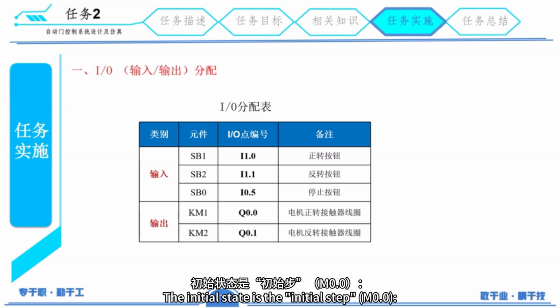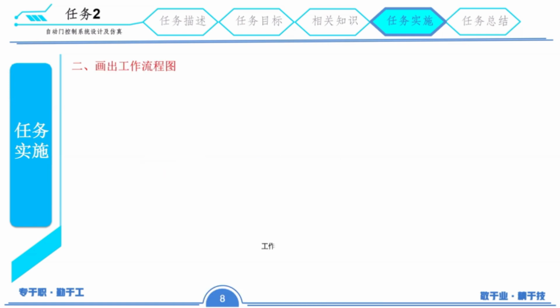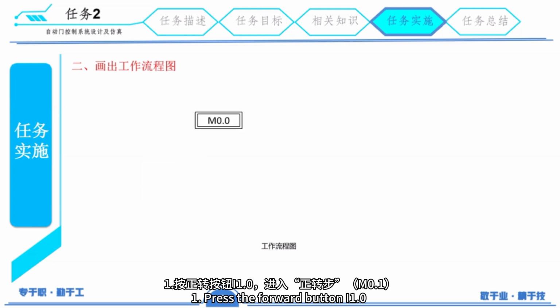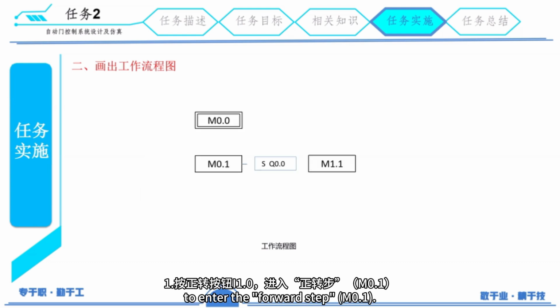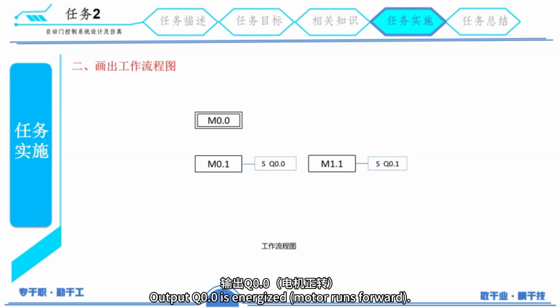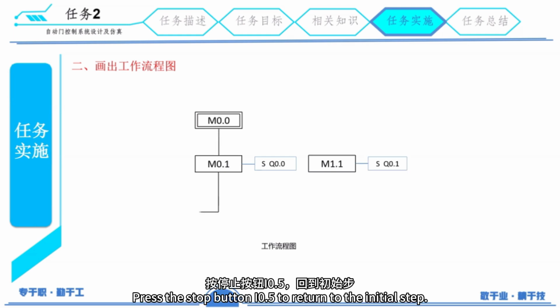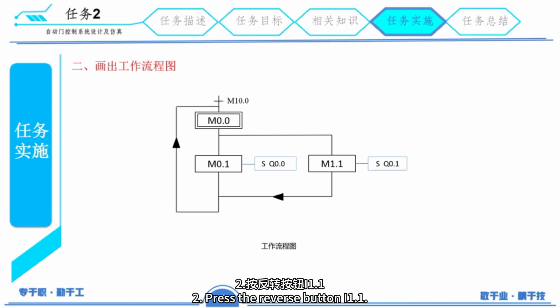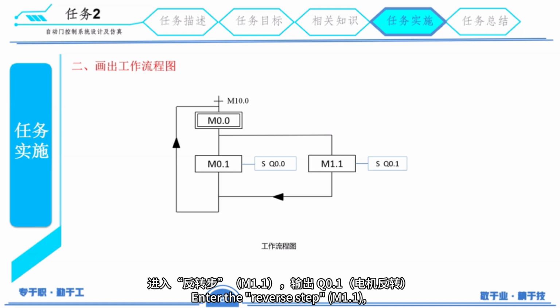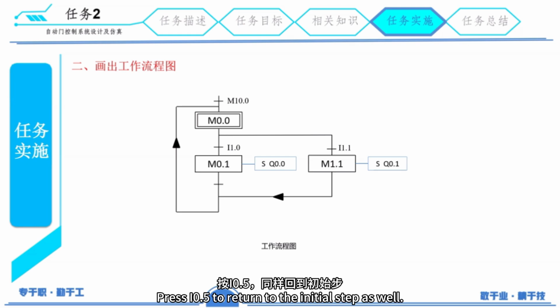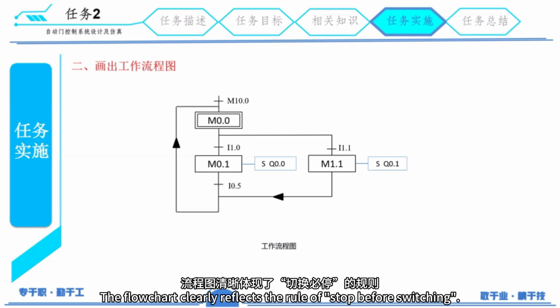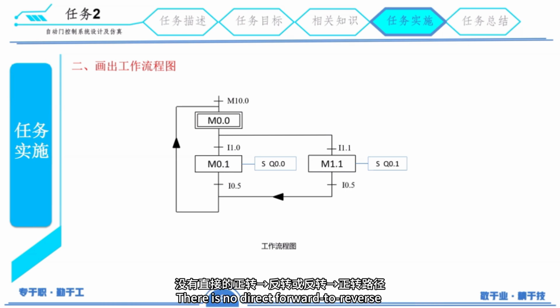The initial state is the initial step, M0.0. First, press the forward button, I1.0, to enter the forward step, M0.1. Output Q0.0 is energized, motor runs forward. Press the stop button, I0.5, to return to the initial step. Second, press the reverse button, I1.1. Enter the reverse step, M1.1, output Q0.1 is energized, motor runs in reverse. Press I0.5 to return to the initial step as well. The flowchart clearly reflects the rule of stop before switching. There is no direct forward to reverse or reverse to forward path.